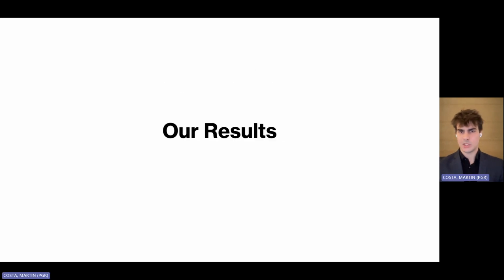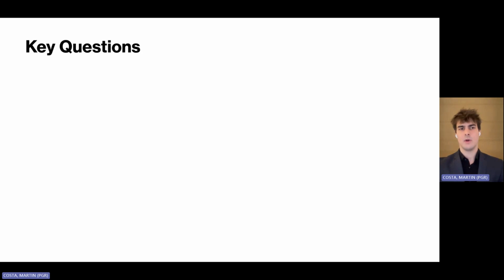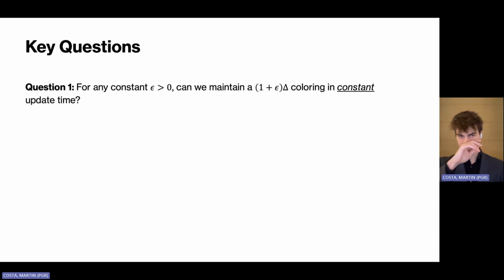So what results do we actually obtain in this setting? To start off, we ask the following key questions. The first one is whether or not, for some constant epsilon, it's possible to maintain a 1 plus epsilon delta coloring in constant update time, right? So we want to maintain kind of like a 1 plus epsilon approximation. So we have 1 plus epsilon delta colors, and we just want to maintain an edge coloring that uses at most this many colors, and every single time an edge is inserted or deleted, we want to spend only constant time updating this.